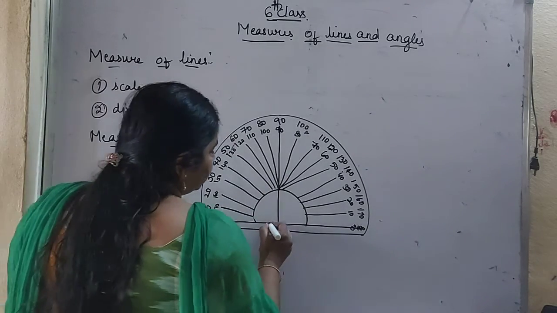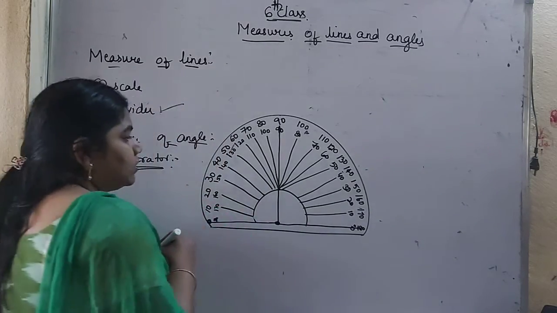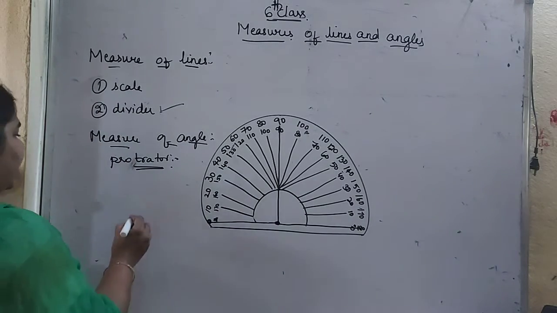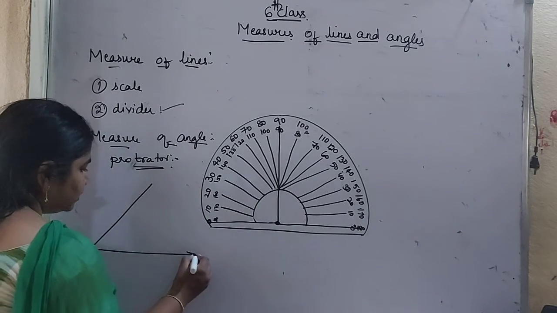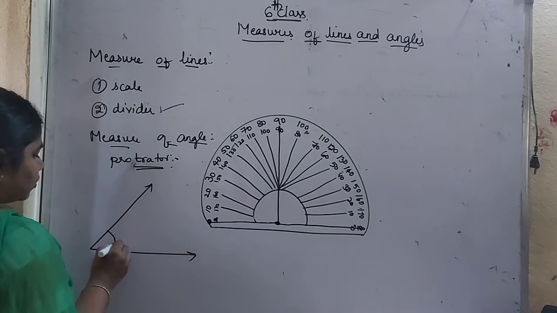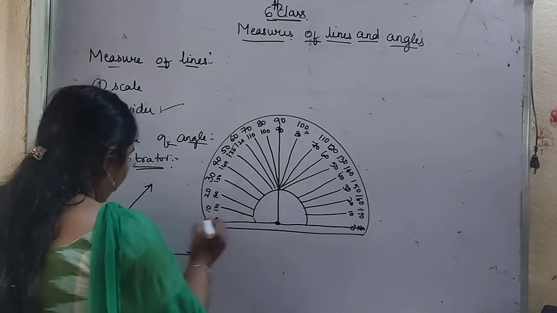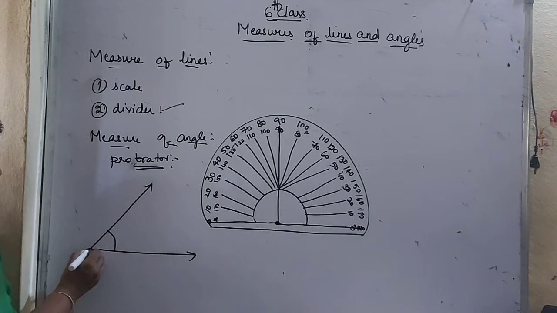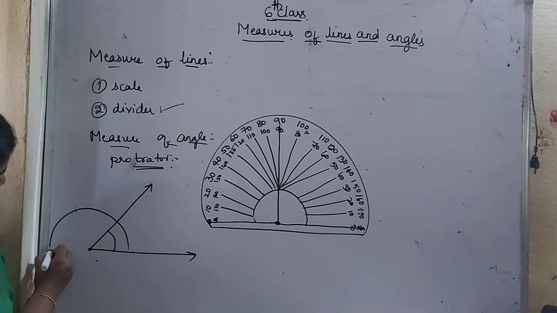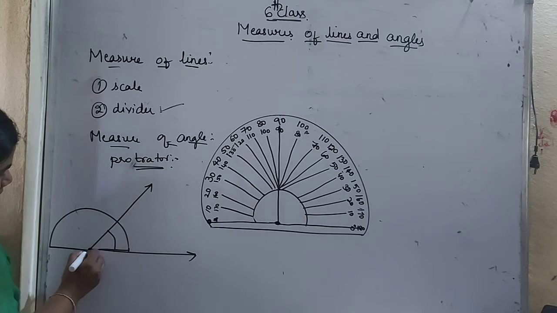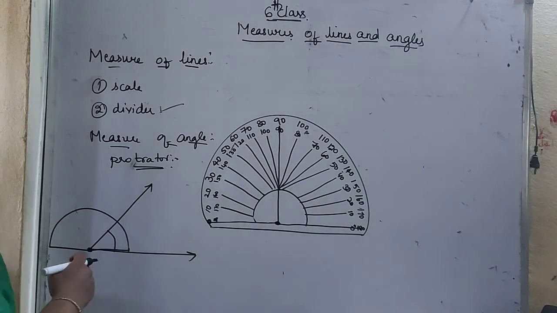Always the angle should be intersected with this point. Suppose I want to draw an angle. I have taken one angle like this, and I want to measure this angle. So how to measure this angle? This point should be intersected here. Like that you have to arrange the protractor, so this middle point should be intersected here.